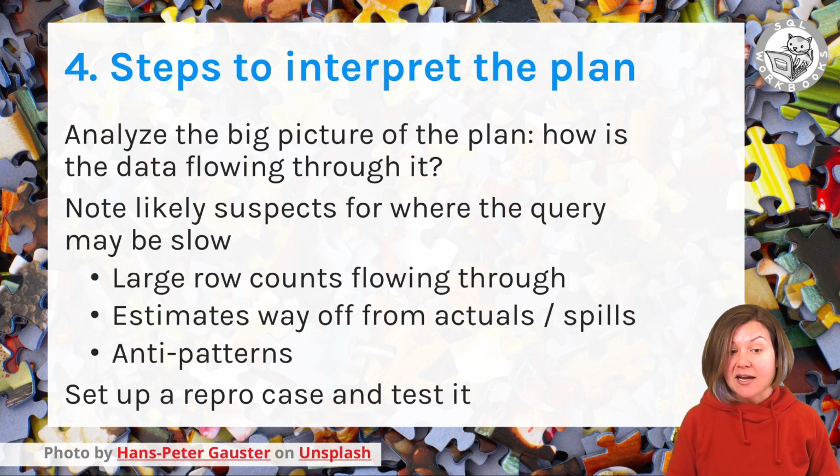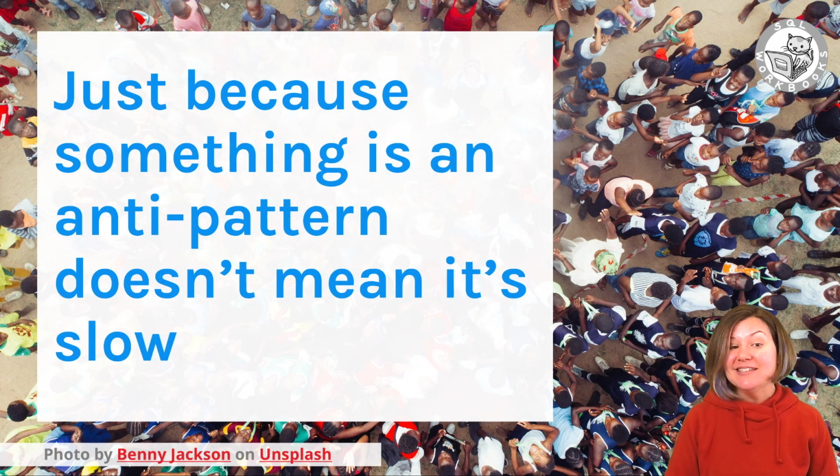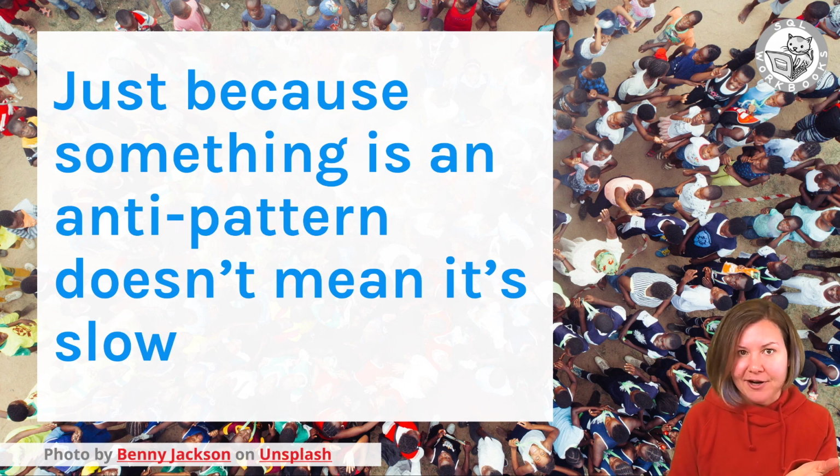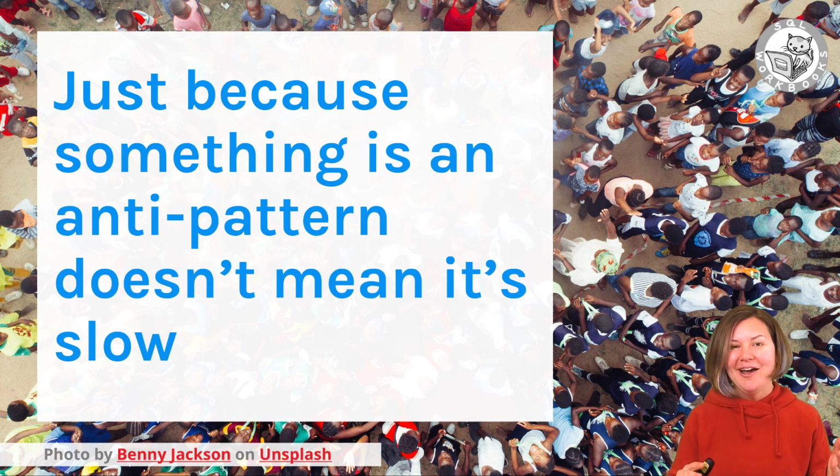And then I set up a repro case and start testing things. I have to check out all of these suspects, and I have to check them out even if they're anti-patterns, because I have learned one lesson the hard way. When looking at execution plans to try to pinpoint what makes a query slow, this has happened to me so many times where there's something in the plan that's just a glaring anti-pattern, and it's a well-known thing you shouldn't do. And you start testing things out, and that is not at all why the query is slow.